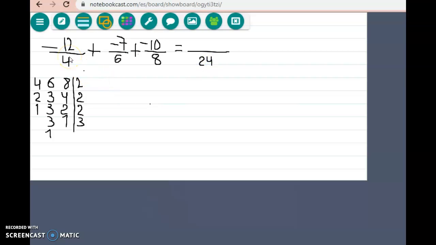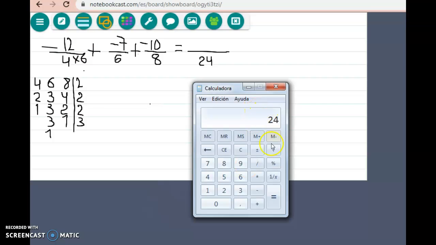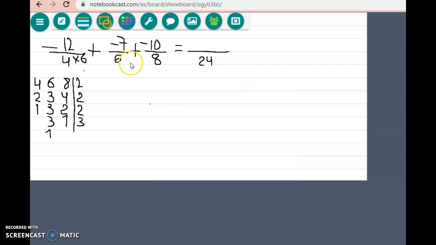Now we're going to look for a number that multiplied by 4 gives me as an answer 24. So 4 times 6, 24, yes. Check this. 4 times 6 equals 24. So here 6 times 4, 24, and 8 times 3, 24.